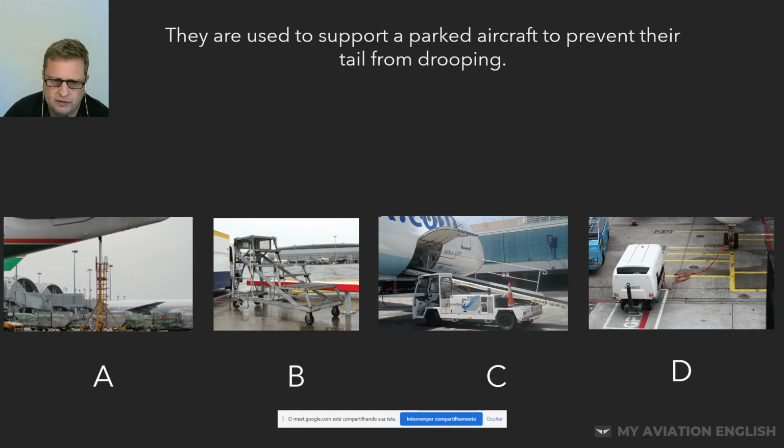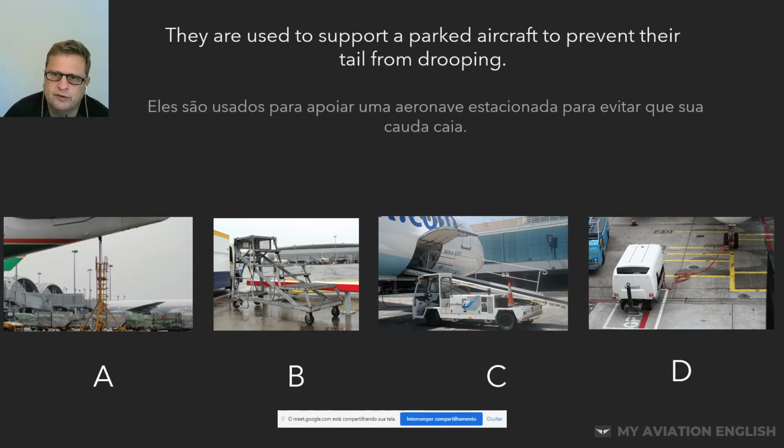Oh, alright. Essa frase a gente já falou, né? Então não precisa repetir. They're used to support a parked aircraft to prevent their tail from drooping. Quer repetir? Mais uma vez? Sim. They are used to support a parked aircraft to prevent their tail from drooping. Ok.